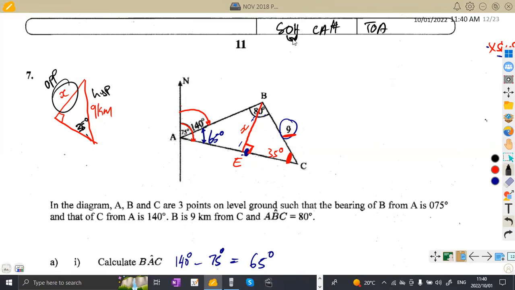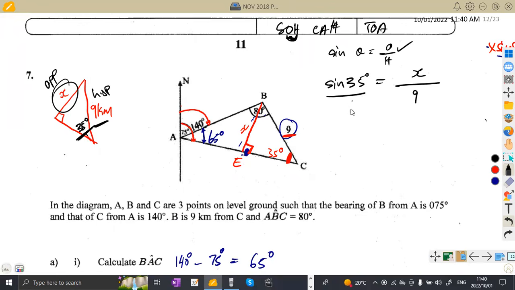Sine, this one, because it has opposite and hypotenuse. So sine theta is equal to opposite over hypotenuse. The theta is the angle here, which is 35 degrees, and it is equal to the opposite, which is the one you're calculating, x, over the hypotenuse, which is 9 kilometers. From this part, you can cross multiply.